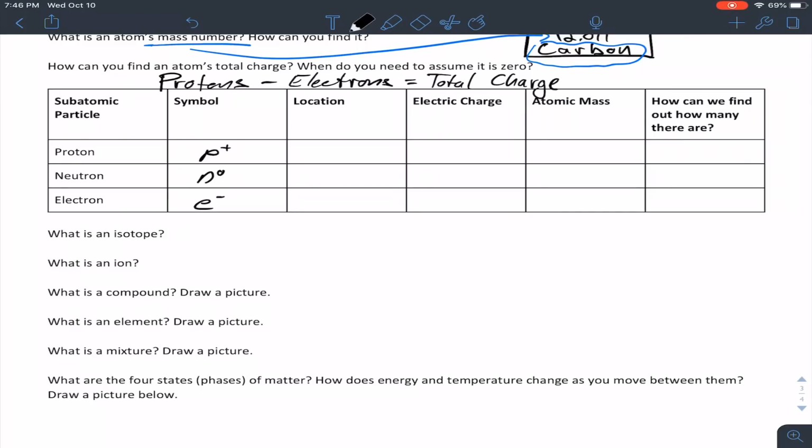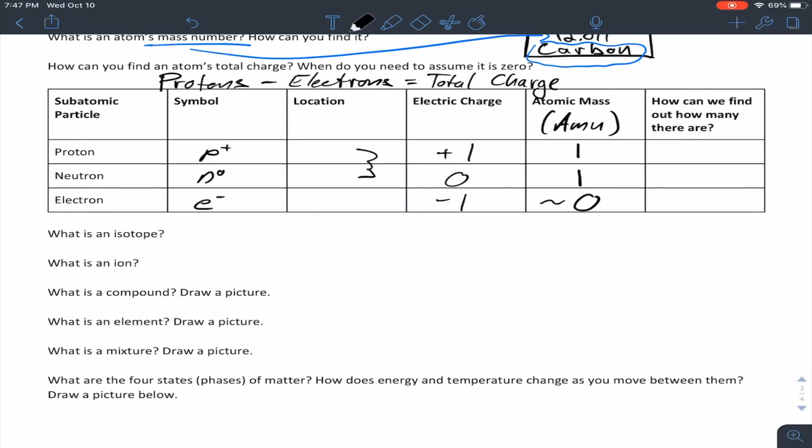Location, we should remember that both the proton and the neutron are located in the nucleus, and the electron is surrounding the nucleus in orbitals. Orbitals, those little electron shells. So then our electrical charge, well, protons are +1, neutrons are 0, electrons are -1. Our atomic mass, and we usually do these in AMU, atomic mass units, well, protons are 1, neutrons are 1, and electrons are really, really small, so we call them about 0.